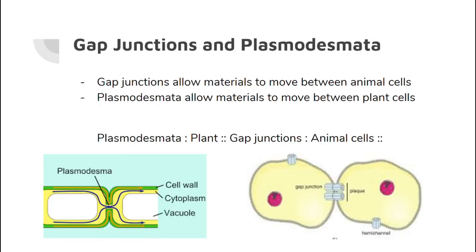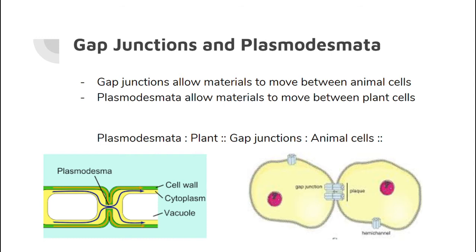So here we're going to look at gap junctions and plasmodesmata. Gap junctions are connections in animal cells which allow them to move materials between each other. We can kind of see that in this right picture, where we see the gap junction connecting the two animal cells. So materials can be moved through here pretty efficiently.